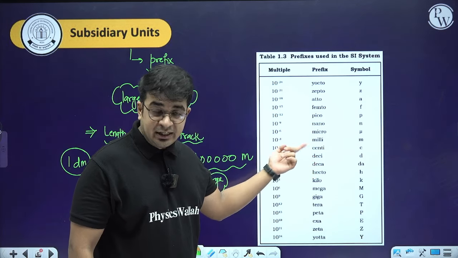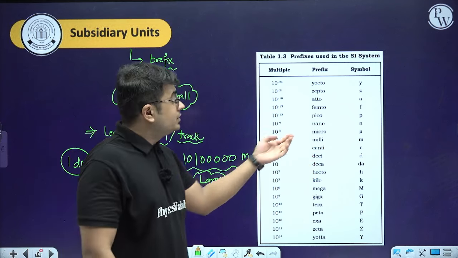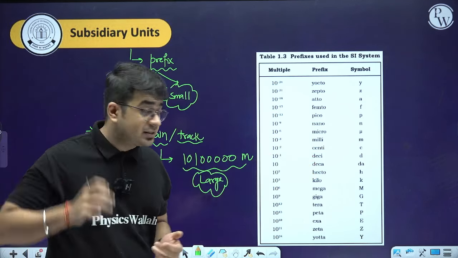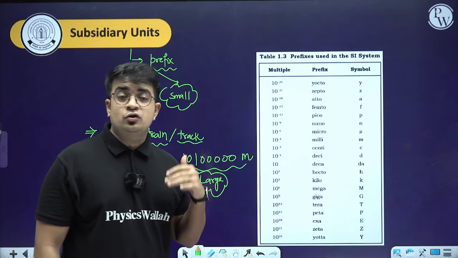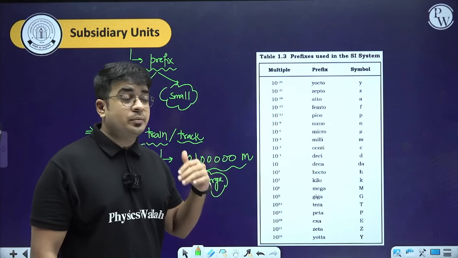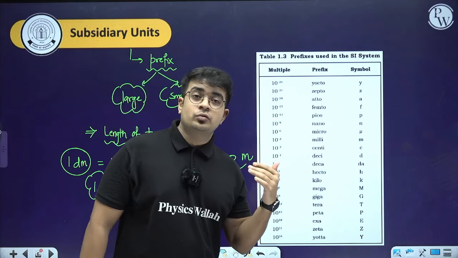Then we have centi, which is 10 raised to the power minus 2. Then we have milli, 10 raised to the power minus 3. Then we have micro, 10 raised to the power minus 6. Nano, 10 raised to the power minus 9. Pico, 10 raised to the power minus 12. Femto, 10 raised to the power minus 15.